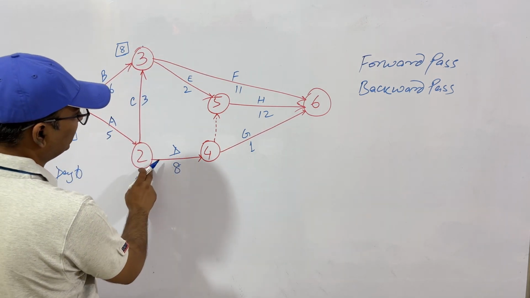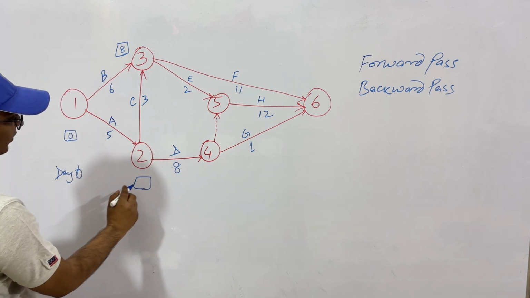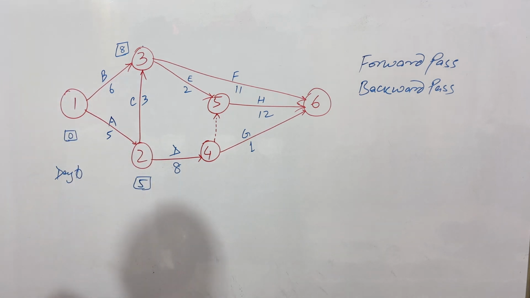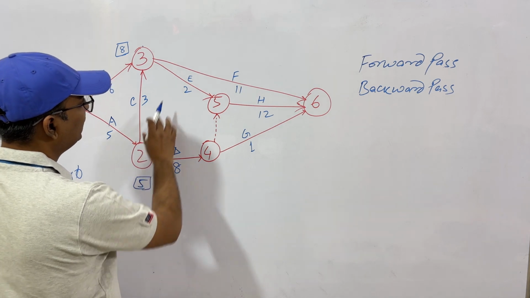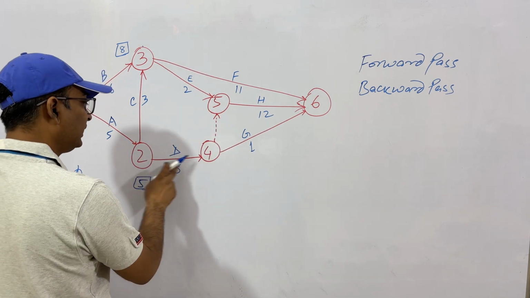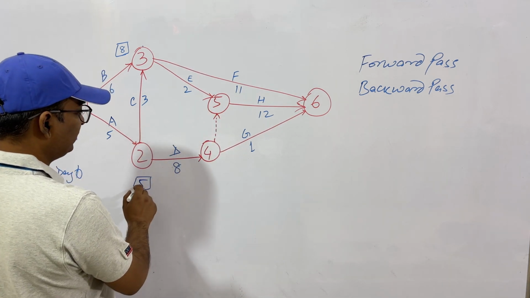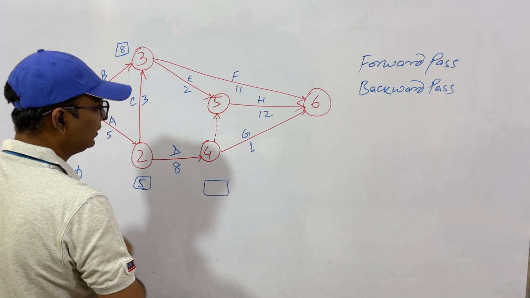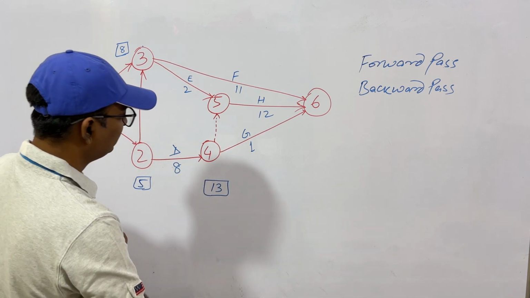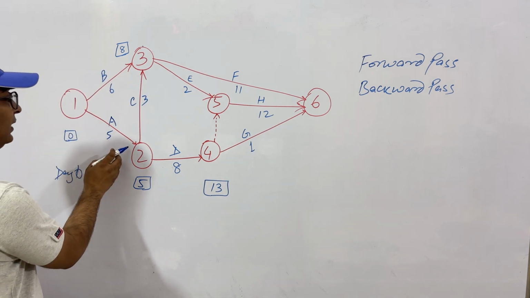Next, come to this point. From here to here, this will take 5 days. Clear? Now see, here to here you don't have any other node. The only activity is this only. So if this is on 5th day, 5 plus 8 will be 13. That is, you complete activity A.